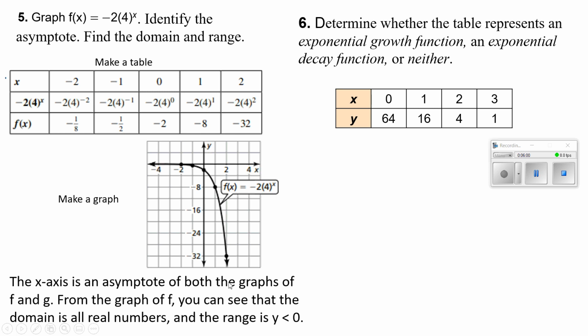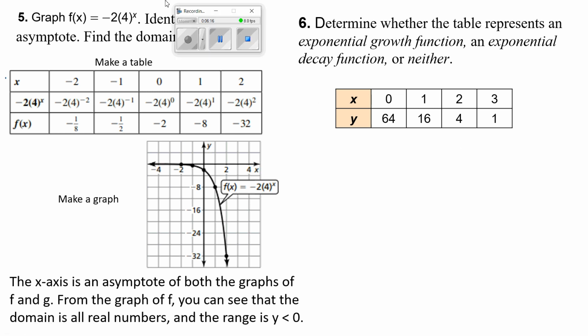And then, let's see, of f and g, from graph f, you can see that the domain is all real numbers, right? That's what I said, all real numbers. And then the range is y is less than 0. All right, let's go to number 6.